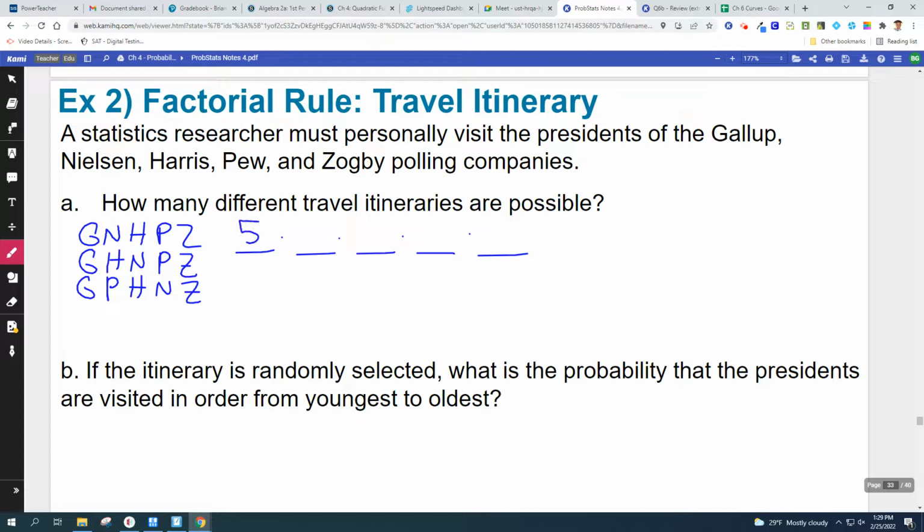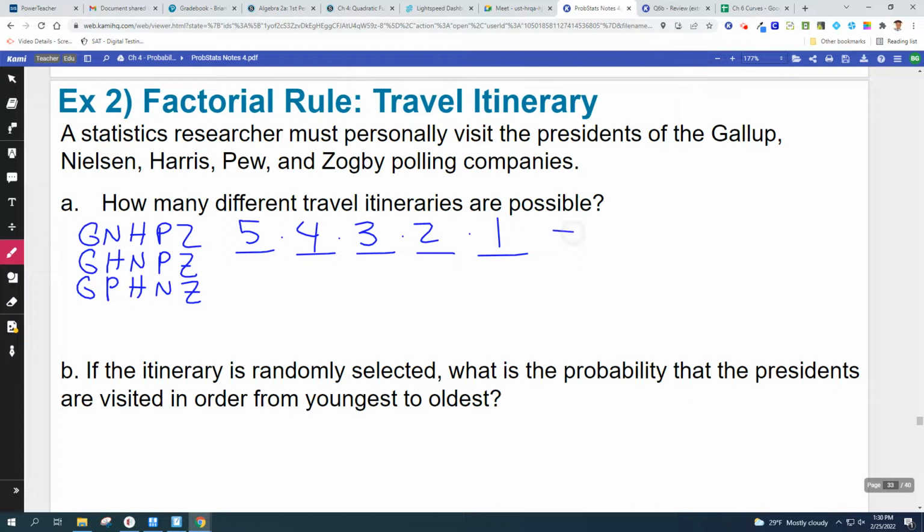5. So you pick one and you go there. And after you go there, how many choices would you have for the next one? 4. And then the next one. And then the next one. And then the next one. 5 times 4 times 3 times 2 times 1. We could calculate that.